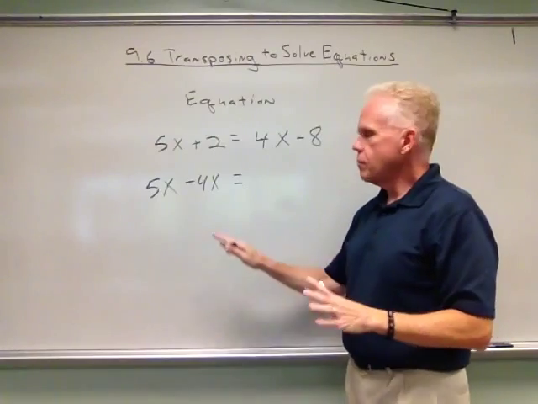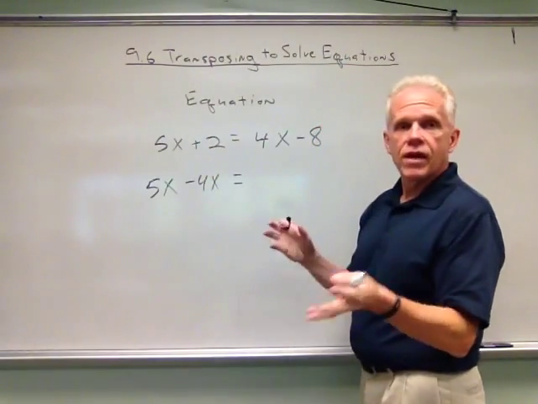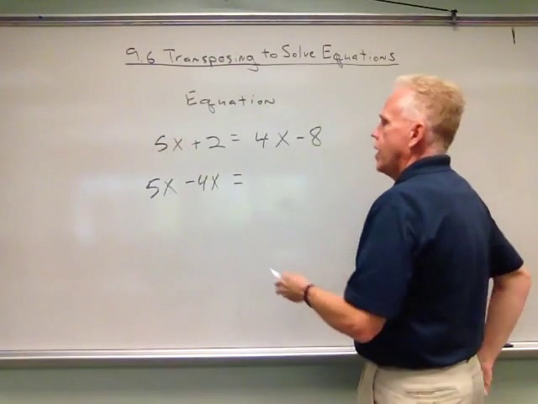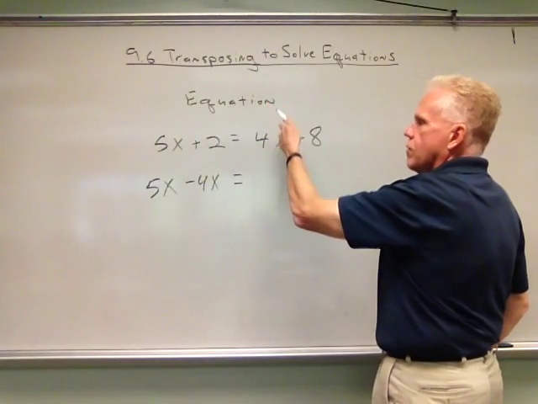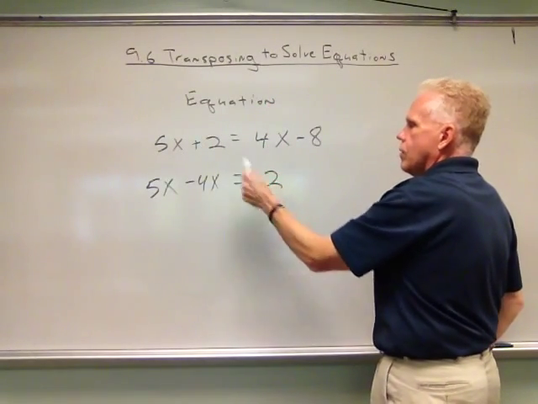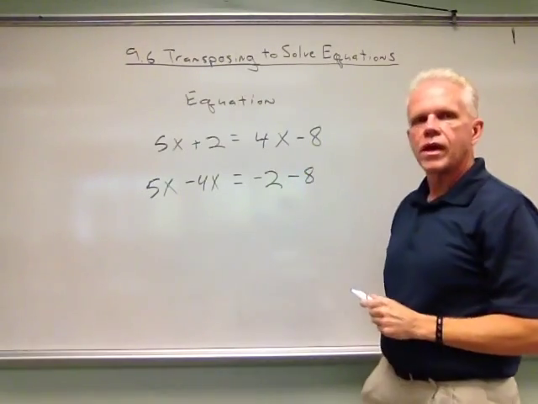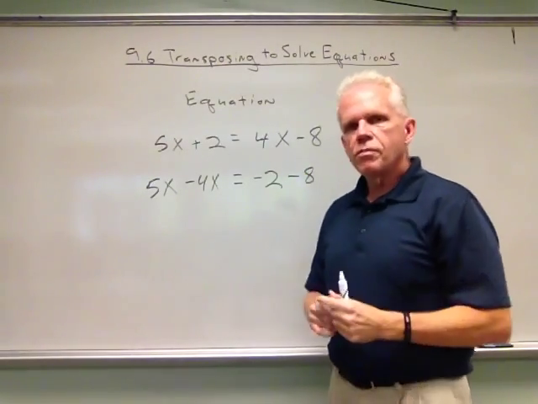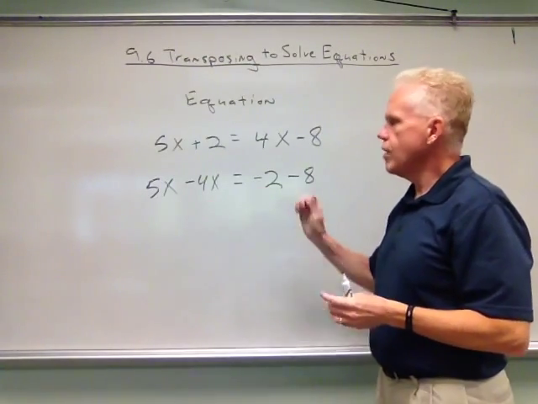In this case, it was a positive, and when it moved across the equal, it became a negative. Now, if we're going to put x's on the left side, let's take these numbers that don't have x's and get them together over here on the right side. So we're going to take this positive 2 and move it across the equal and make it a negative 2. It was a positive, now it's a negative, and put it over here with a negative 8. That's simply what transposing is. We're just moving things around to get like terms together on the same side of the equal.